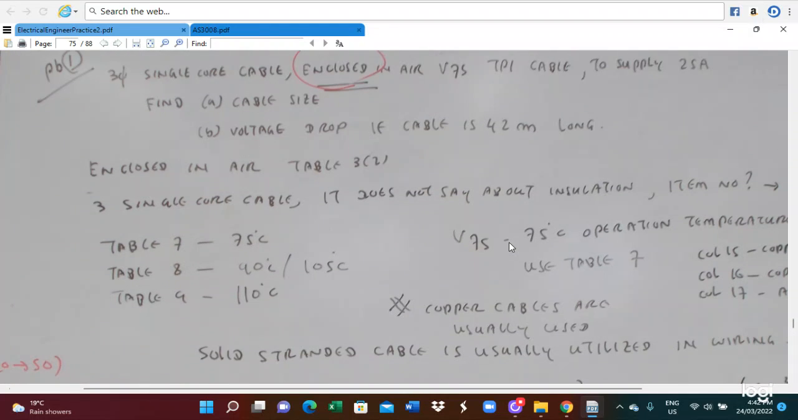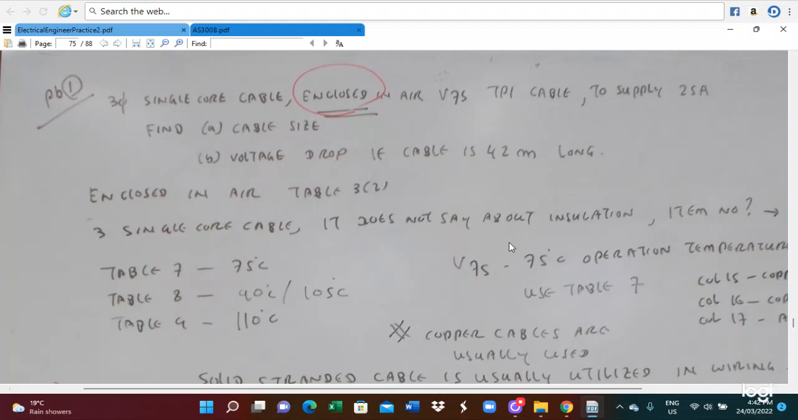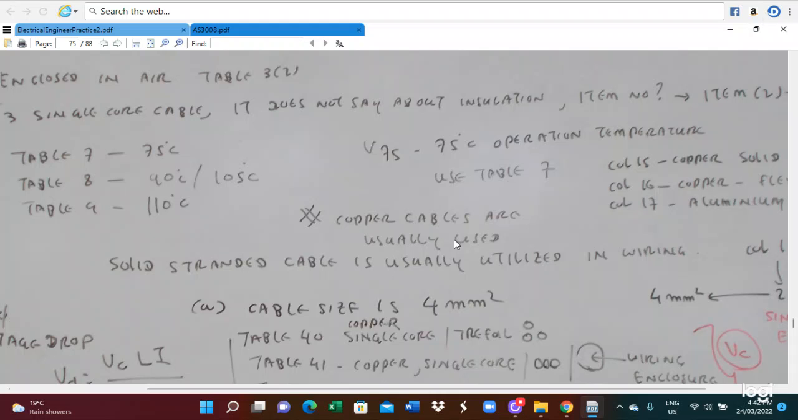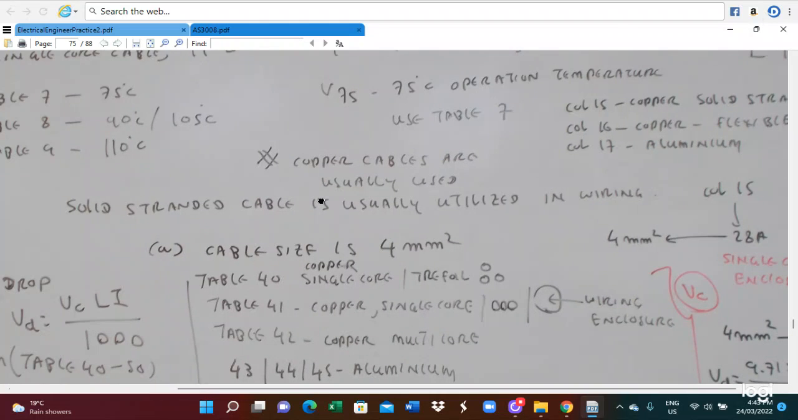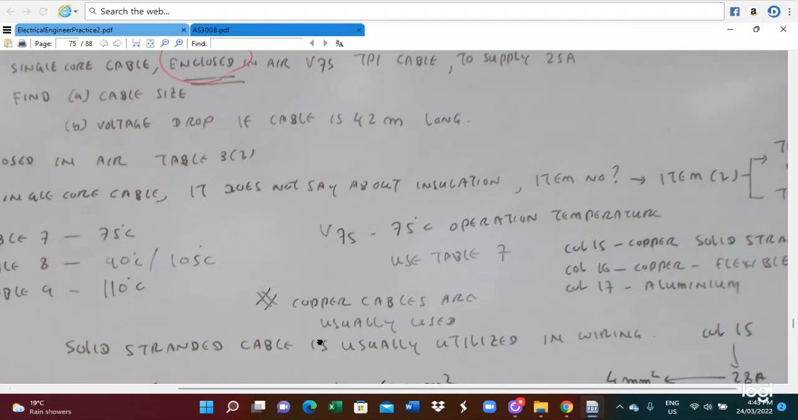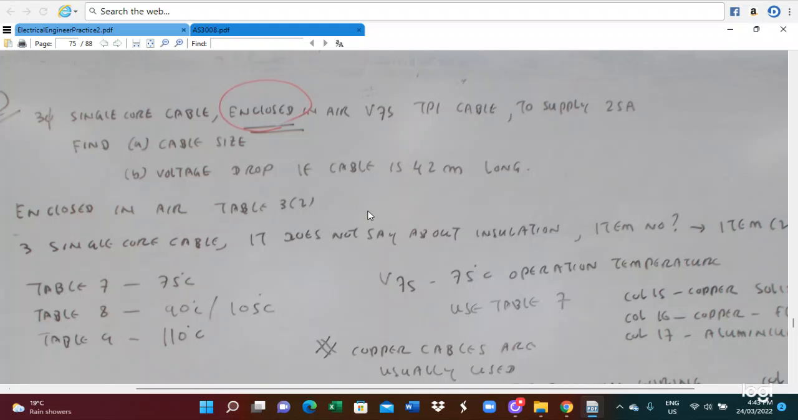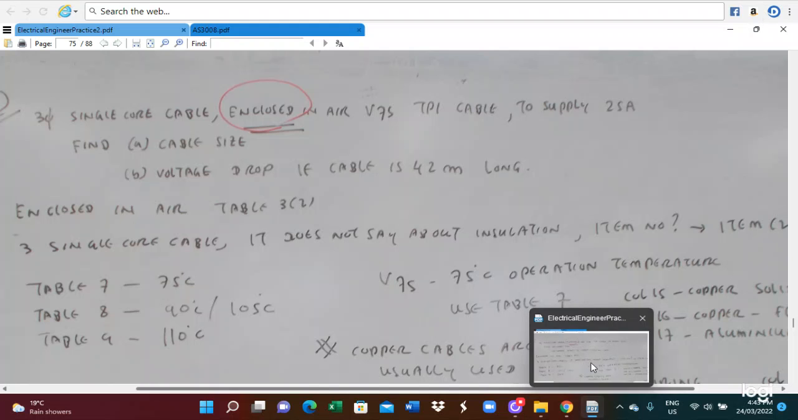In this case, we also have to calculate the cable size, where solid stranded cable is utilized. How much current is given? The supply is 25 ampere. So the current requirement is 25 ampere.